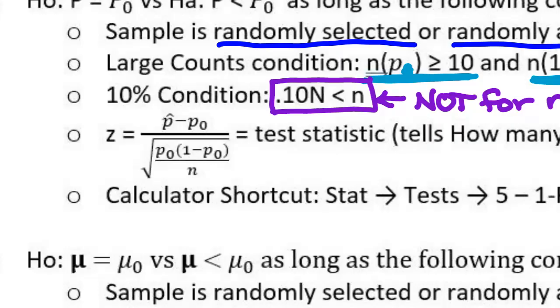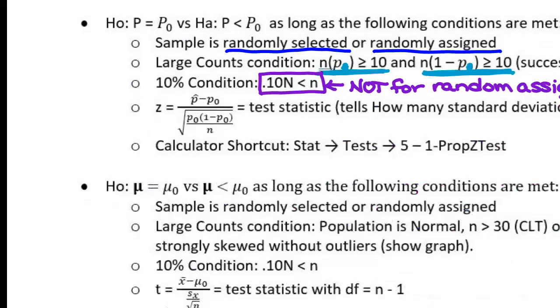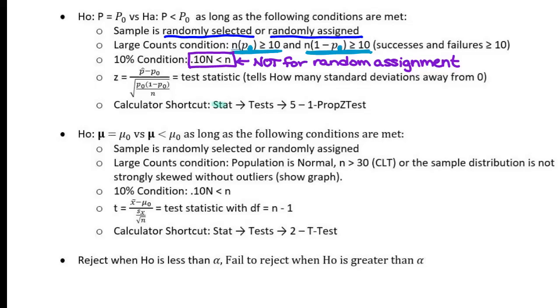Z gives us our test statistic, or you can use the calculator shortcut. Stat tests, option 5, 1 prop z-test. There are often multiple choice questions that rely on you knowing how to calculate the z-score because it'll ask how many standard deviations away something is. It might not use that exact wording, but that's what they're after. In that case, you would have to calculate the z-score in order to answer that part of the question.